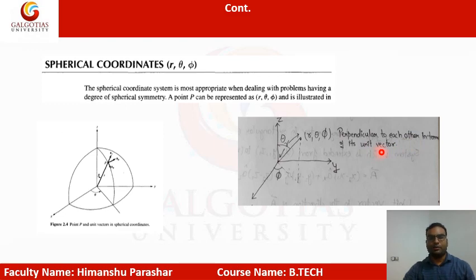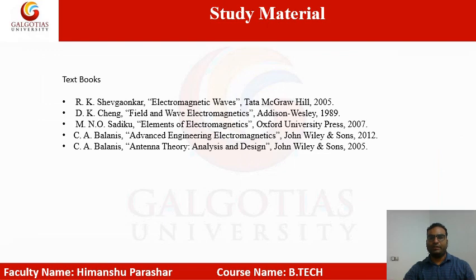So this is all about our coordinate systems, vectors, and electromagnetic waves introduction, and these are the study materials which we have to refer to for our course. R.K. Shevgaonkar, Electromagnetic Waves; D.K. Cheng, Field and Wave Electromagnetics; M.N.O. Sadiku, Elements of Electromagnetics; C.A. Balanis, Advanced Engineering Electromagnetics; C.A. Balanis, Antenna Theory, Analysis and Design. These last two are by the same author, but their editions are different, 2005 and 2012.